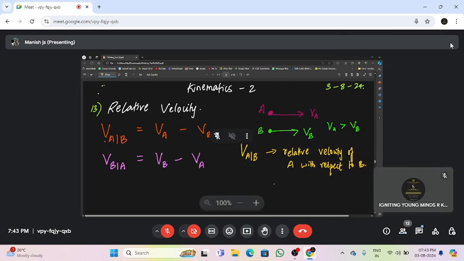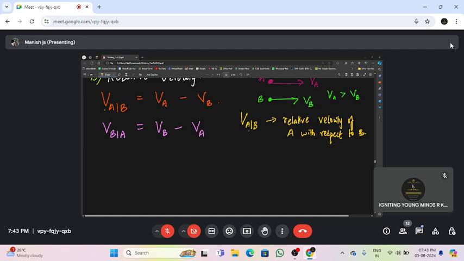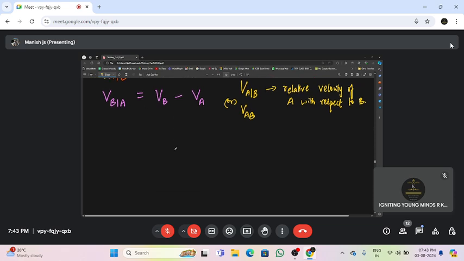That's VAB. Sometimes you can just write it as VAB. You need not show the line in between. Sometimes books also refer to it as VAB. That's also fine. Both are one and the same. The notation might vary, but the meaning is ultimately the same. So VAB means, I repeat, relative velocity of object A with respect to object B. And VBA is the other way around, vice versa.